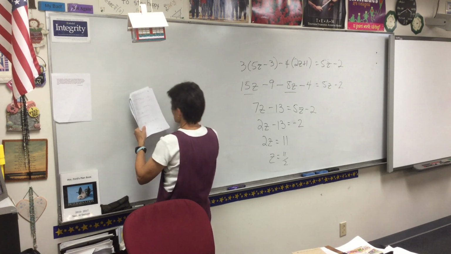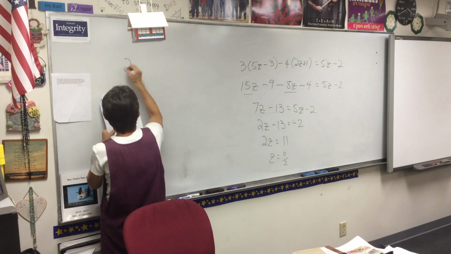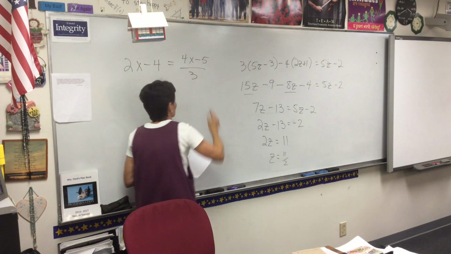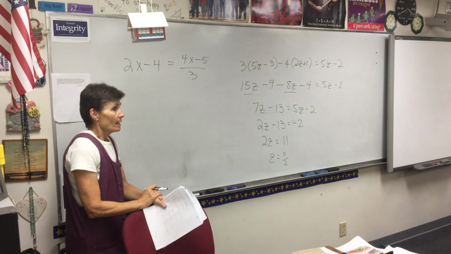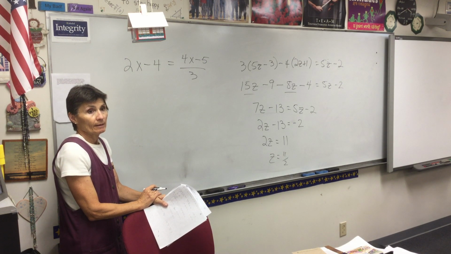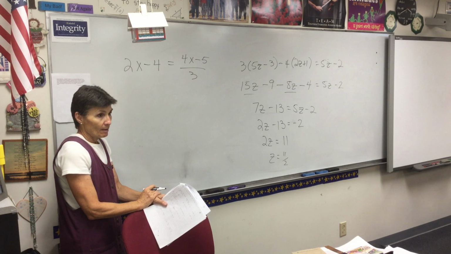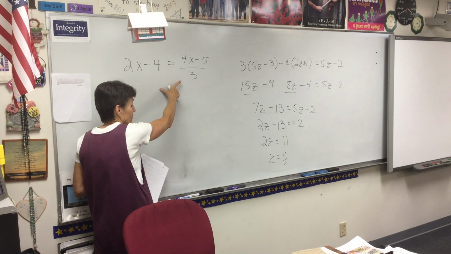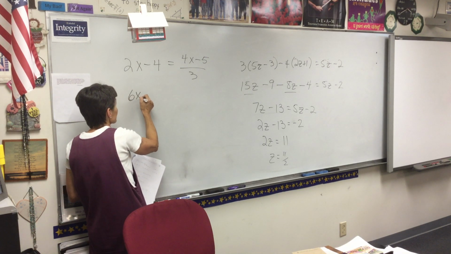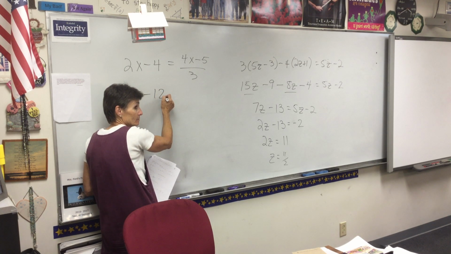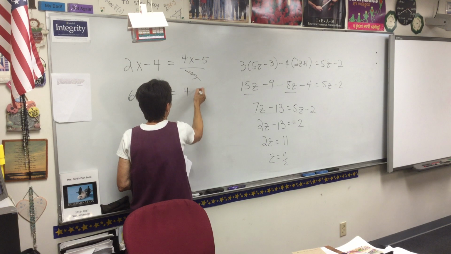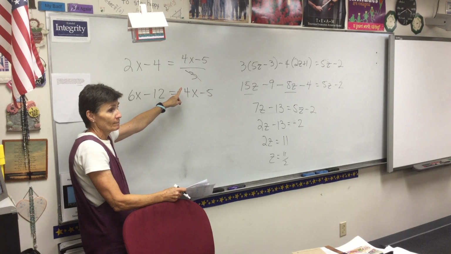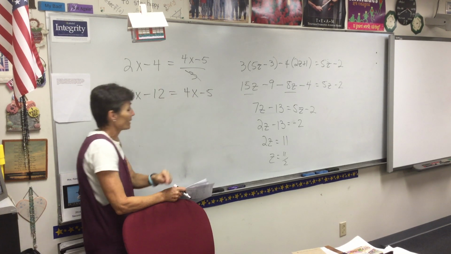All right, now we've got another one that's just got one fraction in it. So on this one, wouldn't you just times it by 3? Absolutely. But when I times by 3, I have to remember to times everything by 3. So this is going to give me 6x minus 12 equal to 4x minus 5. Remember, kids, when you multiply this 3 over to here, it's gone. It canceled. So you're just left with 4x minus 5.